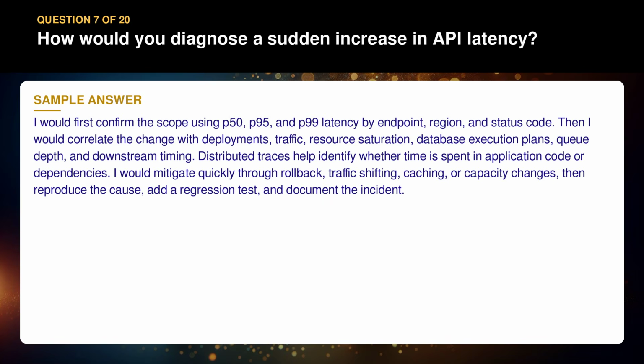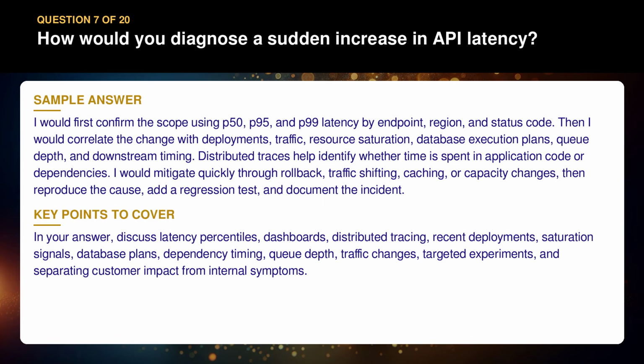I would mitigate quickly through rollback, traffic shifting, caching, or capacity changes, then reproduce the cause, add a regression test, and document the incident. In your answer, discuss latency percentiles, dashboards, distributed tracing, recent deployments, saturation signals, database plans, dependency timing, queue depth, traffic changes, targeted experiments, and separating customer impact from internal symptoms.